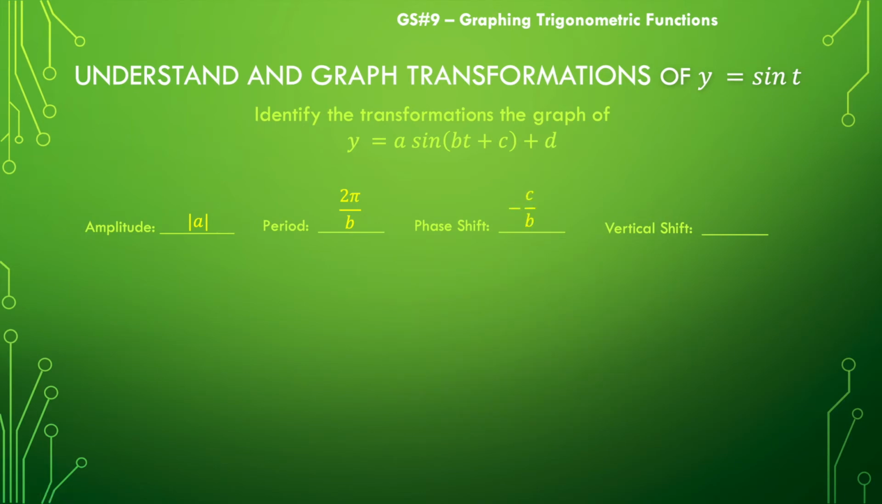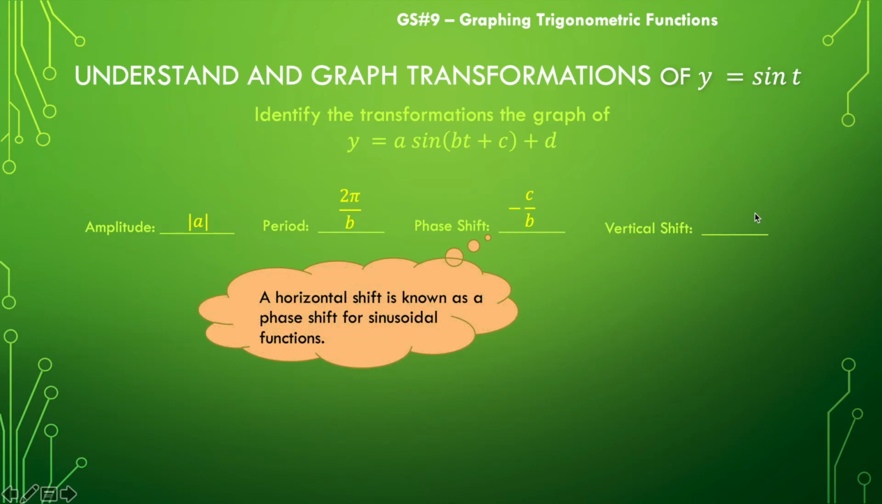Now your phase shift is a horizontal shift. Okay, this is going to take your graph and shift it left or right. And we are going to find what that phase shift is by taking C and dividing it by B and making it negative. And that will show us the direction of the shift as well as the distance that it shifts.